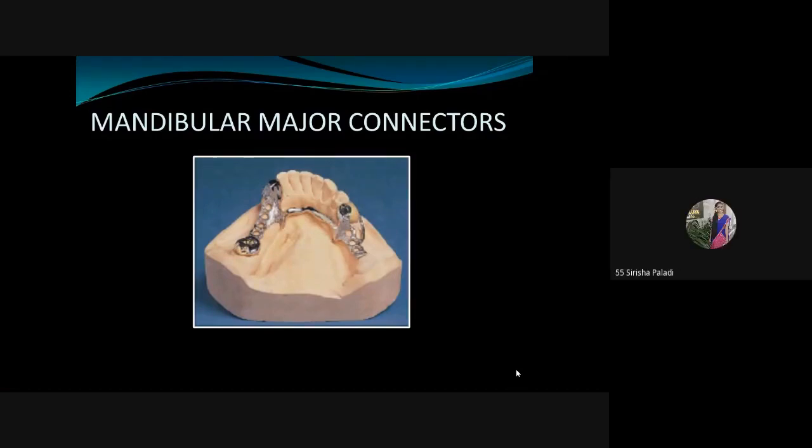For today's class, it is going to be regarding mandibular major connectors. Last class, you heard regarding maxillary major connectors. What are the various maxillary major connectors? Can someone of you answer? What are the maxillary major connectors?